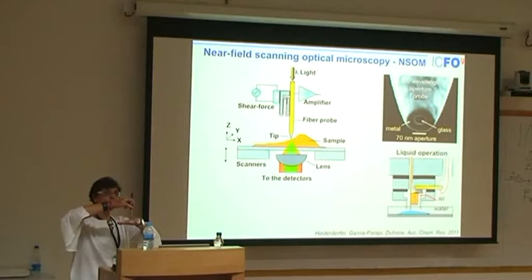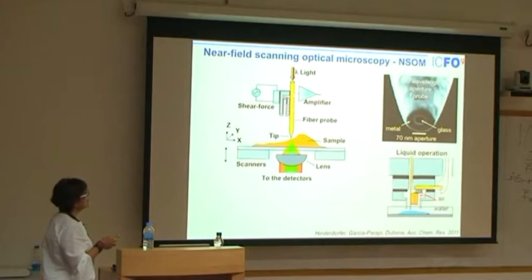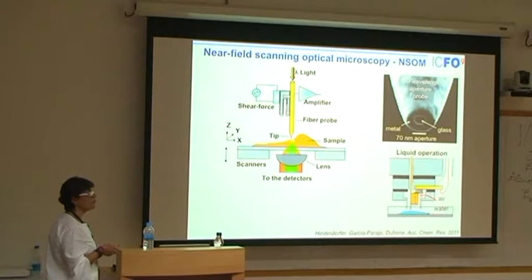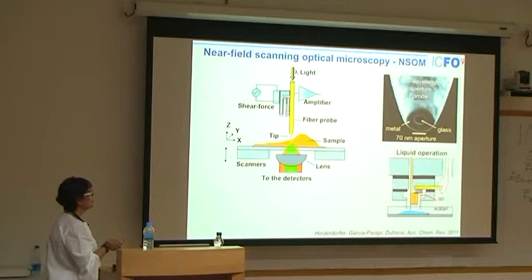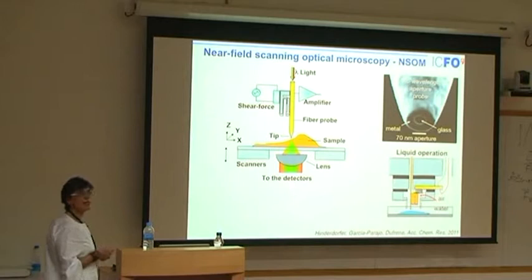And then you use this sub-wavelength probe in here. You have to bring this tip very close to the sample. Essentially, you're going to illuminate your sample very locally, with a diameter of about 70 nanometers. The light interacts with the sample and is then converted into a far field that is detected by this high NA objective and then sent to the detectors.